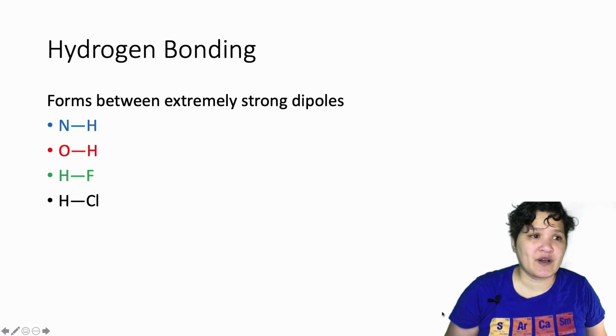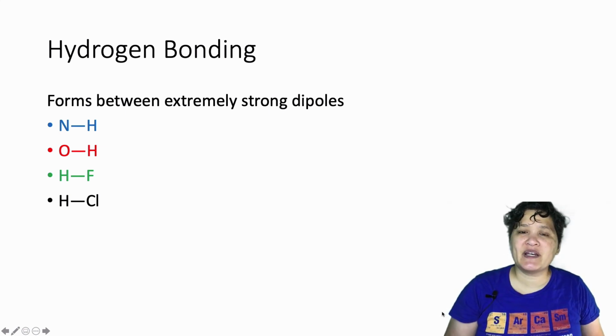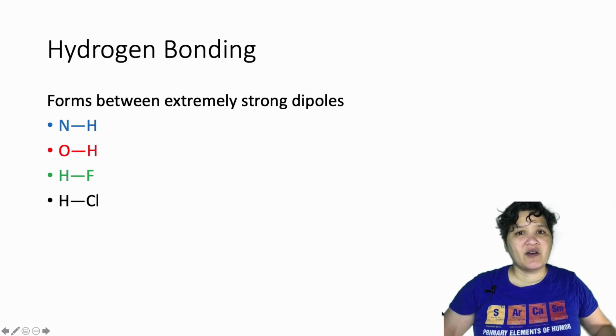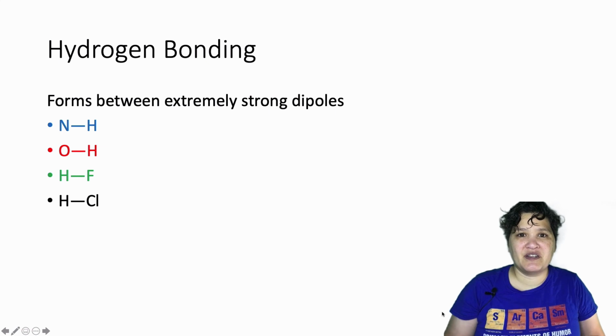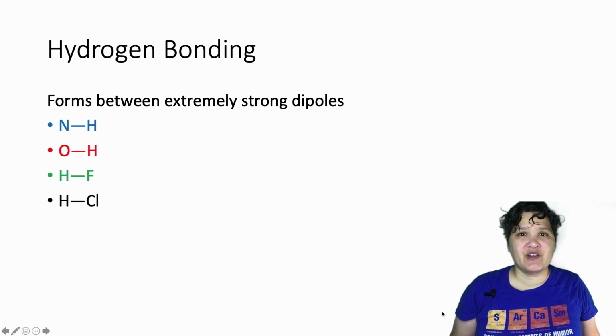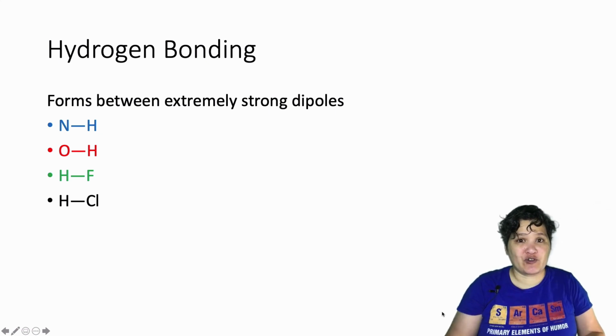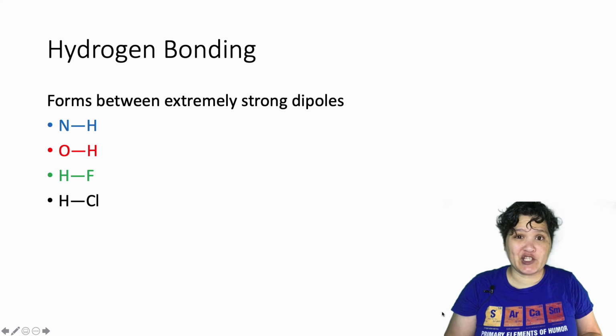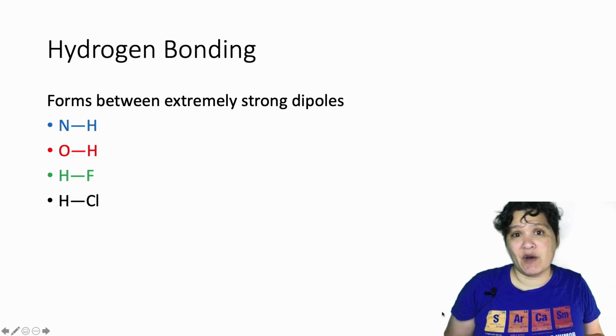Those also have a very strong dipole. But just FYI, because of electron configurations, both HF and HCl bonds only occur in the HF and HCl acids. They don't occur in any larger molecules. So really what you're looking for is you're looking for an NH or an OH bond in a molecule.